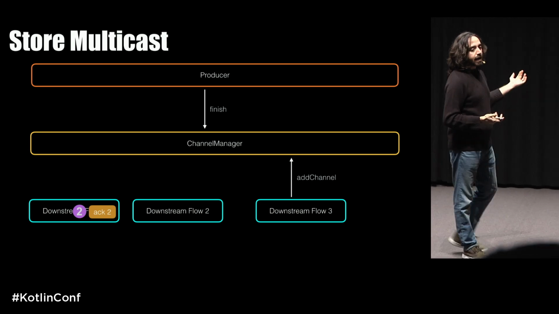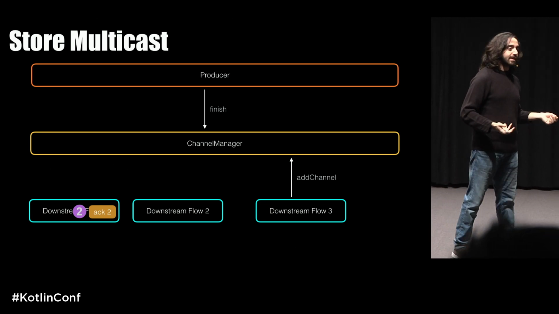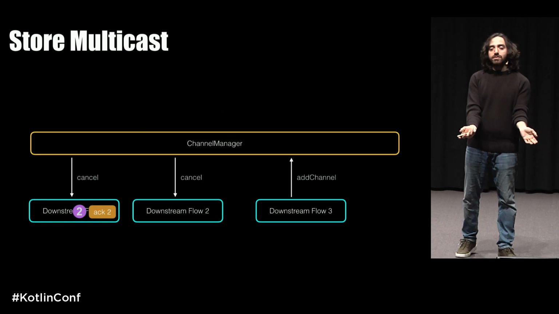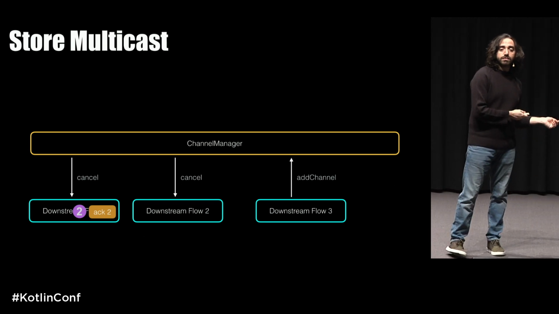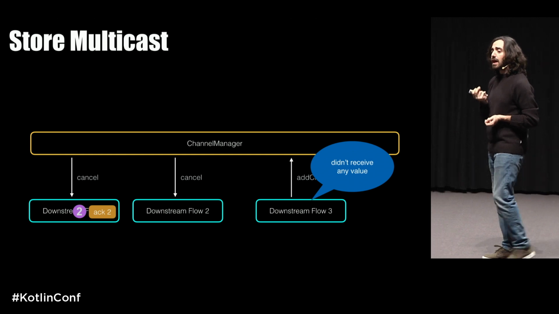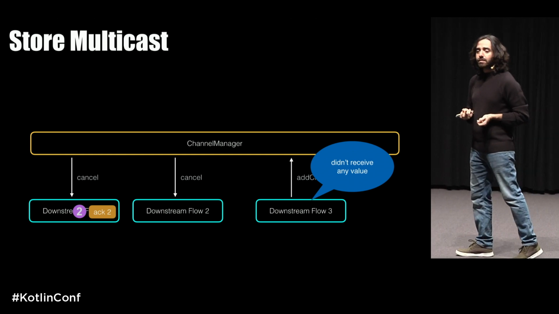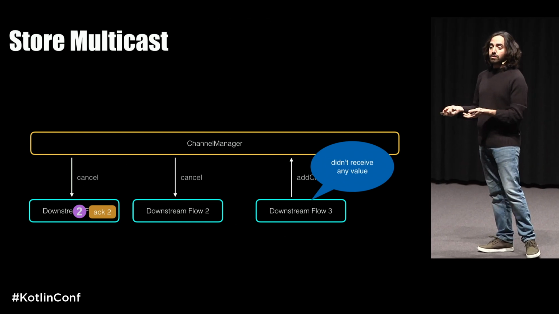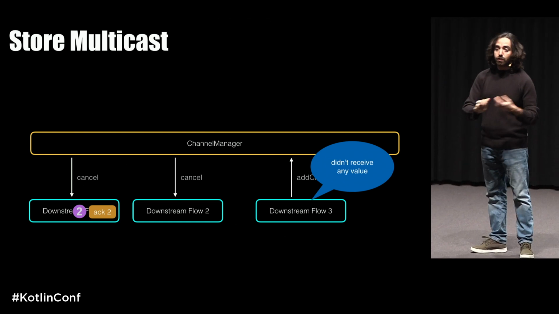But after it came, the producer decides that it doesn't have any more values. Now that's finished. We want to finish the downstream. We finished the first two. We just canceled those channels. But this third one was just an unlucky one. It happened to arrive right before the upstream flow finished. So you don't want to just close it without any values because we know there were values.